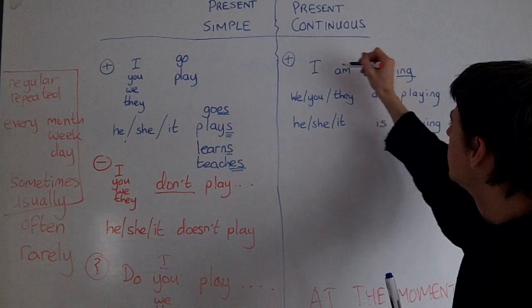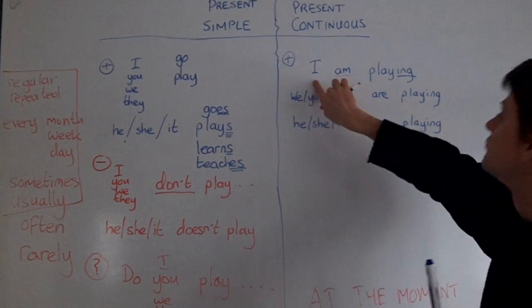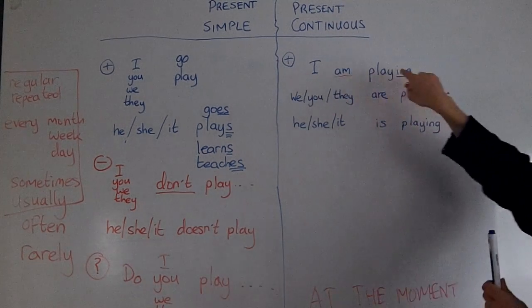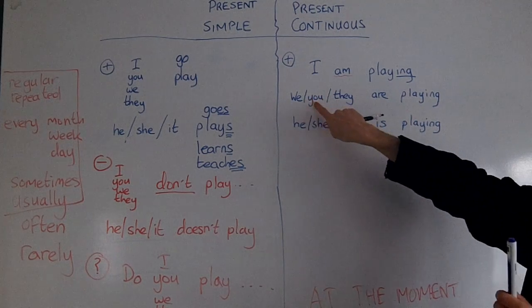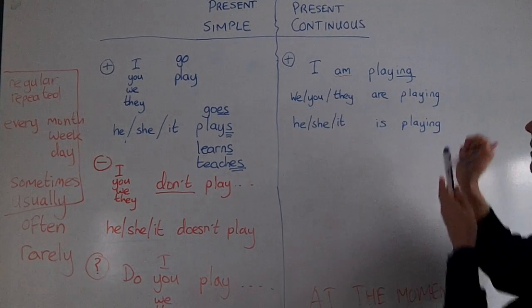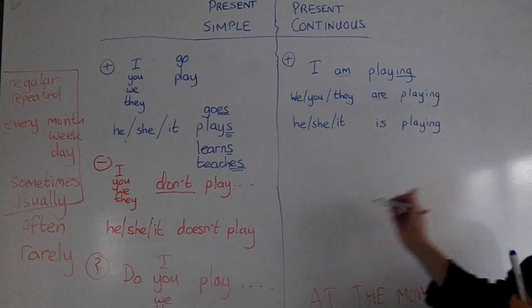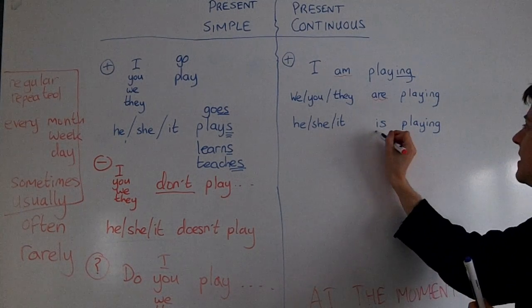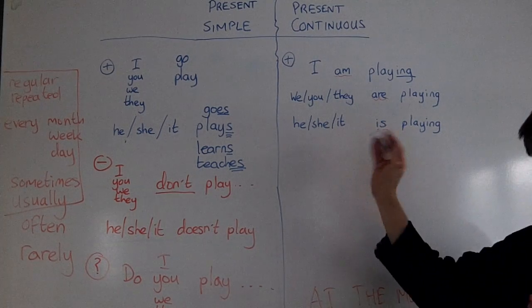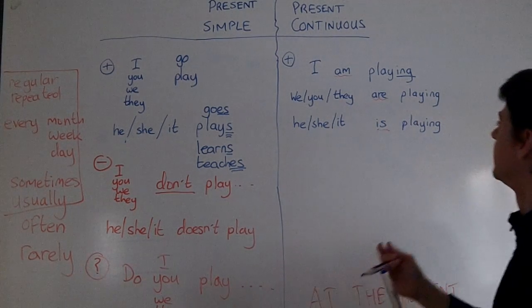And this is how we make it. We use am with the pronoun I. I am playing. But with we, you and they, we use are. So, you are learning English. Okay? And with he, she or it, is. Okay? So, he is listening to the lesson.